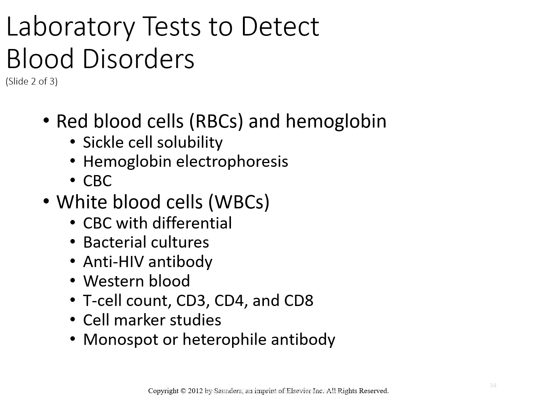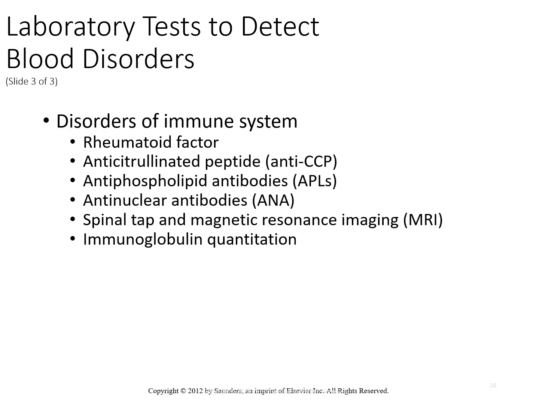Bacterial cultures, you can do HIV antibodies. We can also do some cell marker studies or a monospot test as well. For disorders of the immune system, we can do rheumatoid factor, we can do anti-nuclear antibodies. There's a whole bunch of different testing we can do for these.